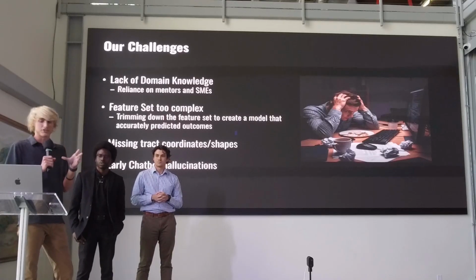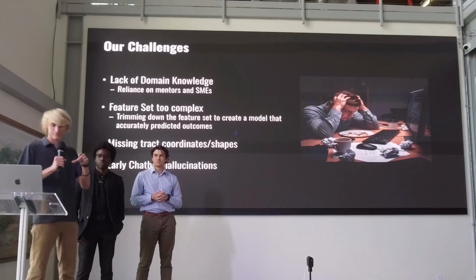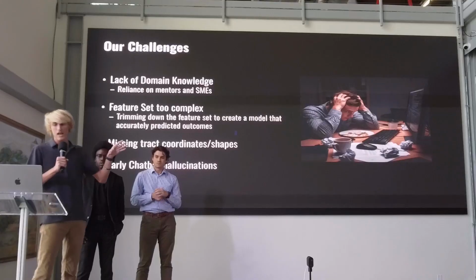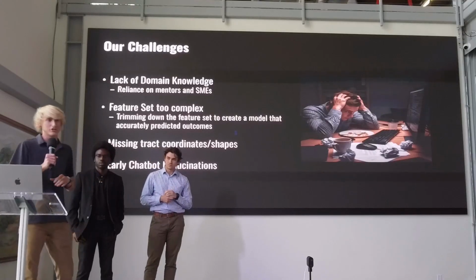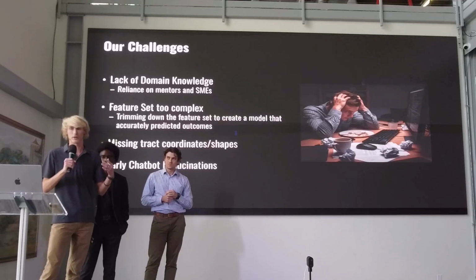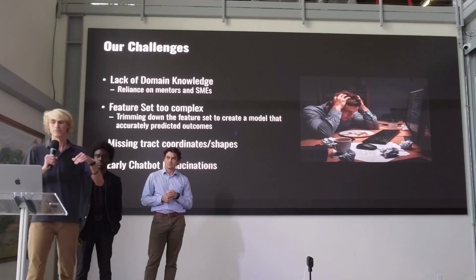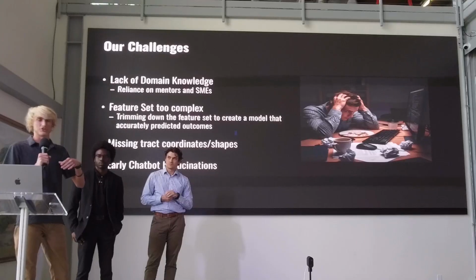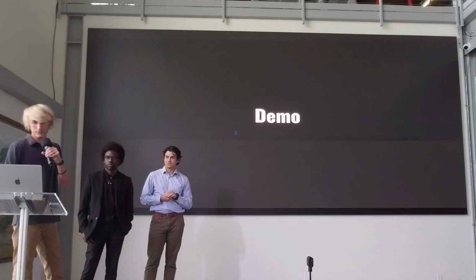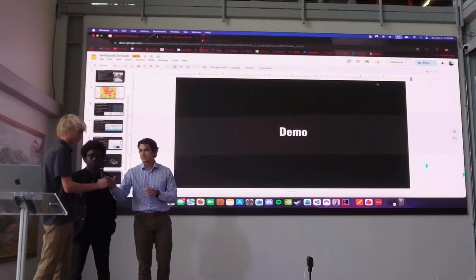And then we were missing the tract coordinates and shapes, so that was a challenge to overcome to implement them on the map. And then our chatbot in the early stages was having quite a few problems, especially with the amount of data it was given to try to process. So when we reduced the feature set, that definitely helped it out a lot. And then we'll move on to the demo. I'll pass it back to Thomas.